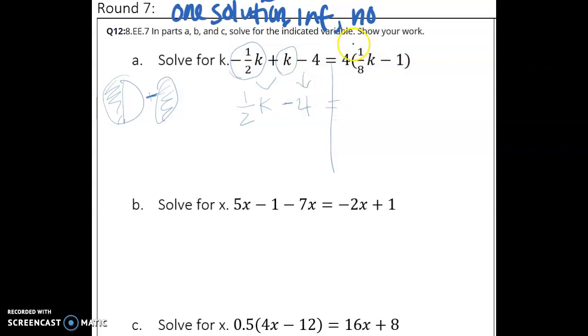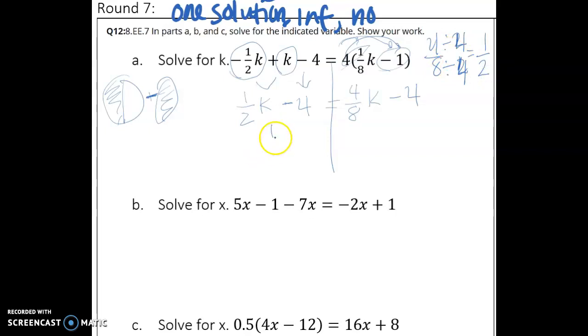On the other side, I need to distribute. When I distribute to a fraction, I'm multiplying the numerator. So this gives me 4/8 k. And then I'm doing 4 times a negative 1, which is negative 4. From here, it's important that I recognize that 1/2 k and 4/8 k are actually the same number. If I have 4/8 and I divide both the top and the bottom by 4, I'm going to end up with 1/2.